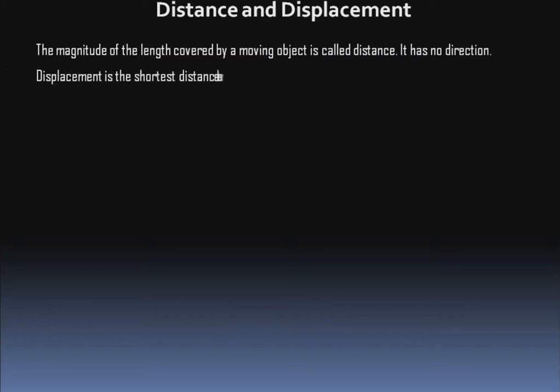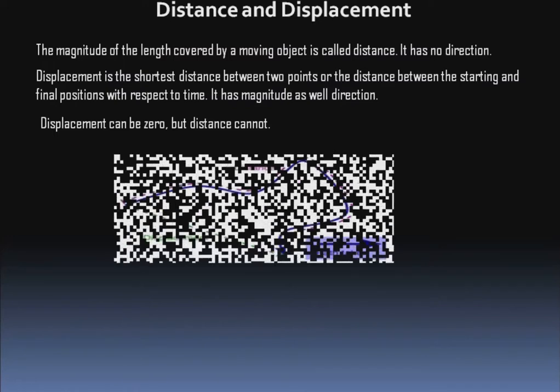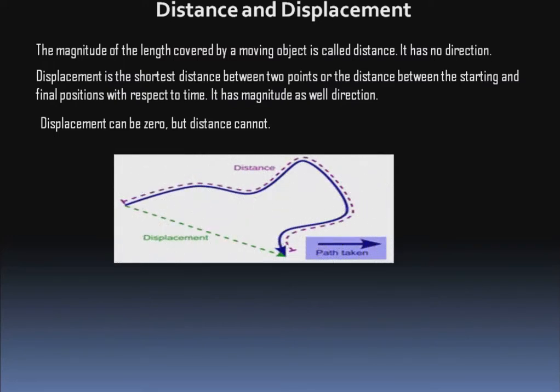And displacement is the shortest distance between 2 points, or the distance between the starting and the final position with respect to time. It has magnitude as well as direction. Displacement can be zero, but distance cannot be zero. So in this figure, you can see the distance and displacement. The blue path taken is the distance, whereas the green dotted line is the displacement. Displacement has a certain direction, whereas distance does not have a direction.